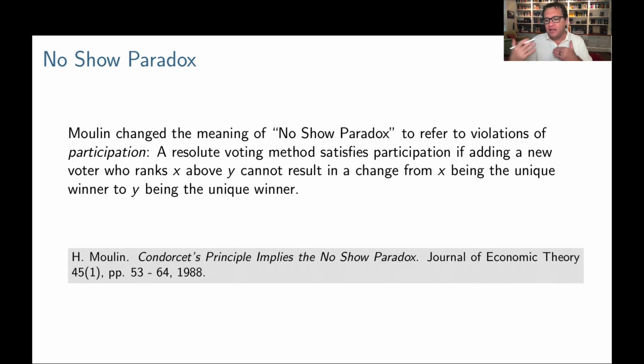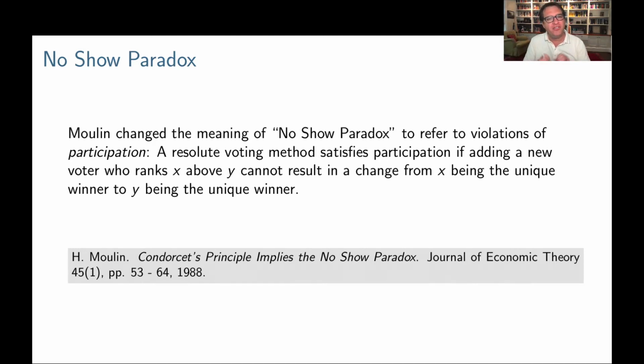Then later on, Moulin changed the meaning of the no-show paradox to refer to violations of a different property known as participation. And participation really applies to resolute voting methods. These are voting methods that always elect a single winner. In our paper, we're interested in irresolute voting methods that might elect more than one candidate as a winner. And then you use a tie-breaking rule or something to determine who the ultimate winner might be. So a resolute voting method satisfies participation if adding a new voter who ranks X above Y cannot result in a change from X being the unique winner to Y being the unique winner.